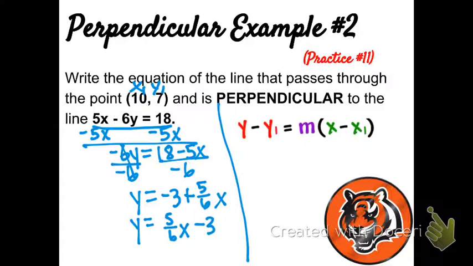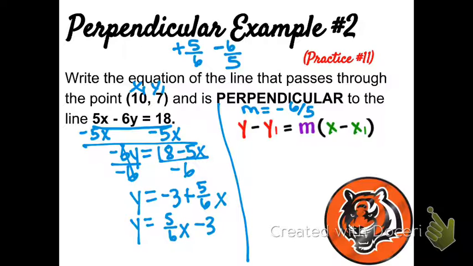To find the slope that's perpendicular to this line, then I need to find the opposite reciprocal. So if I think of 5/6, if I do the reciprocal first, that would be 6/5. And if this is positive, then this one would have to be negative. So my slope would be negative 6/5.